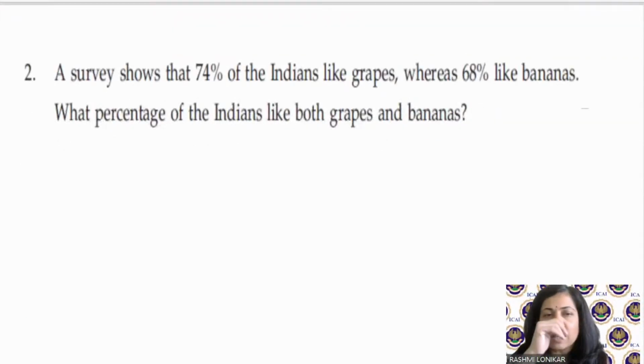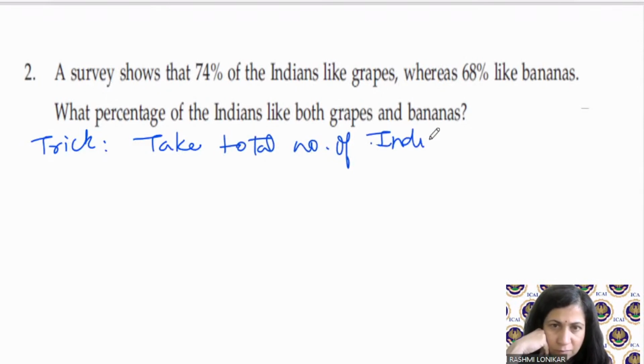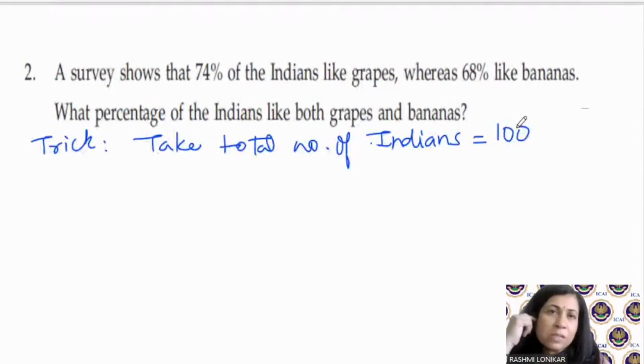A survey shows that 74% of the Indians like grapes, whereas 68% like bananas. What is the percentage of Indians that like both grapes and bananas? Okay, here remember the trick is to take the total number of Indians to be equal to 100. Now, in simple sums, there will be no person who does not like grapes and bananas. But sometimes you may get a question where that information is also given. But right now, such is not there.